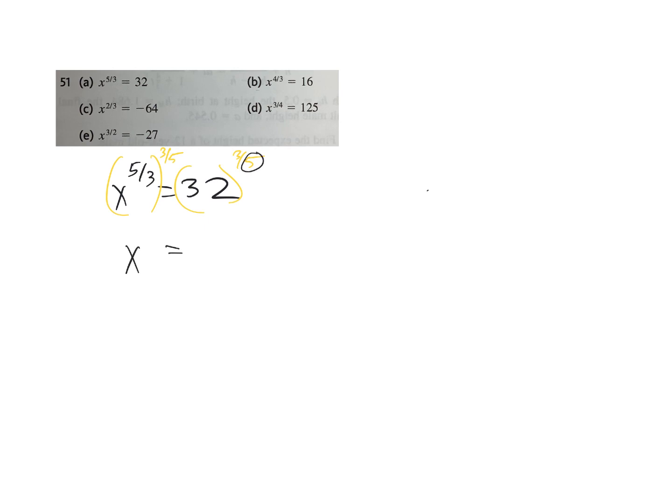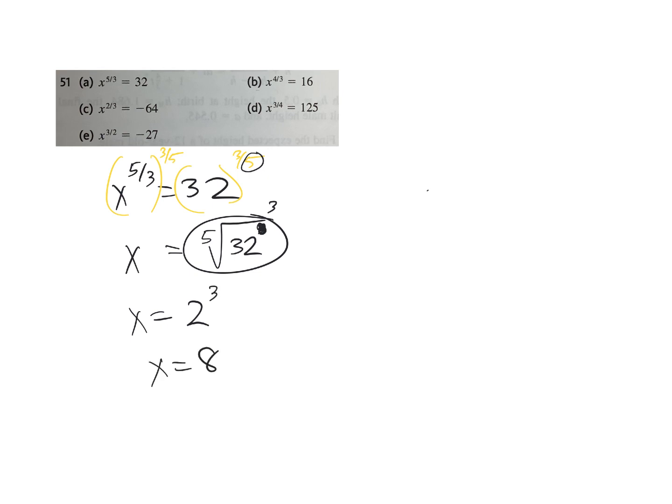And the bottom number is your root, so the 5th root of 32 cubed. And the 3 can be here, or it can be out here. We know the 5th root of 32, or at least you better. That's 2. And you got to cube it, so x is equal to 8. All right, so let's do B. That was part A. Part B is x to the 4/3 equals 16.